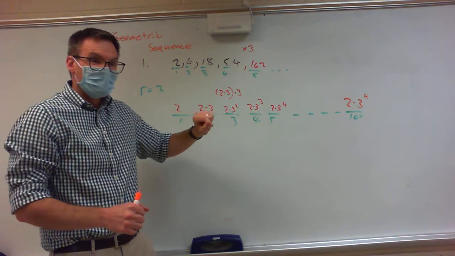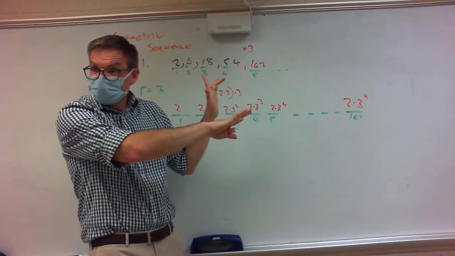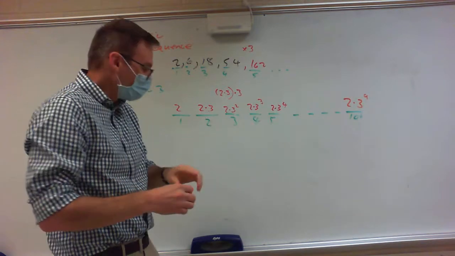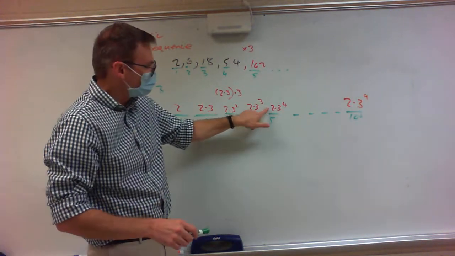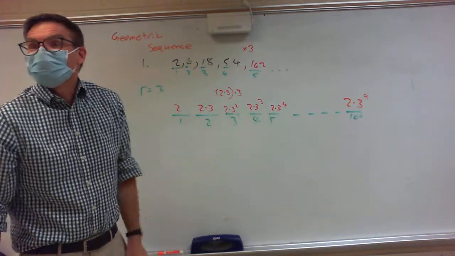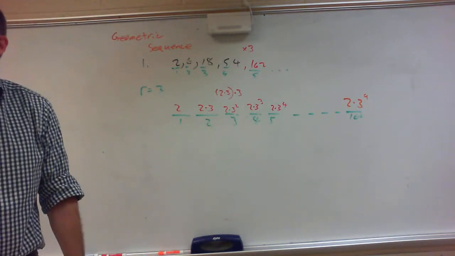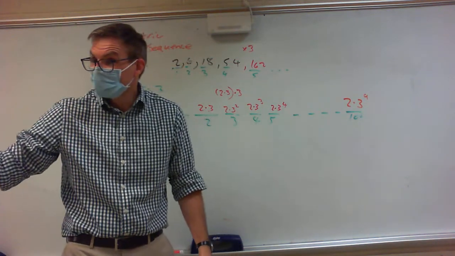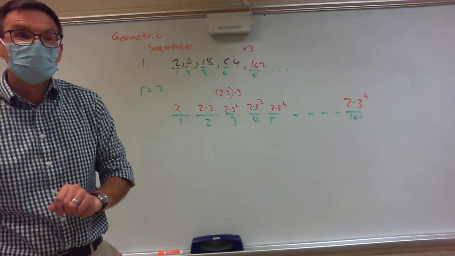Now, is everybody okay with this part? So now we're ready to write our explicit formula. Actually, since everything has a 2 and a 3 raised to a power, what's the significance of the 2? In our original statement, what's the significance of the 2? It's the first one. That's the first term. Is that obvious? What's the significance of the 3? It's the ratio. It's your common ratio.